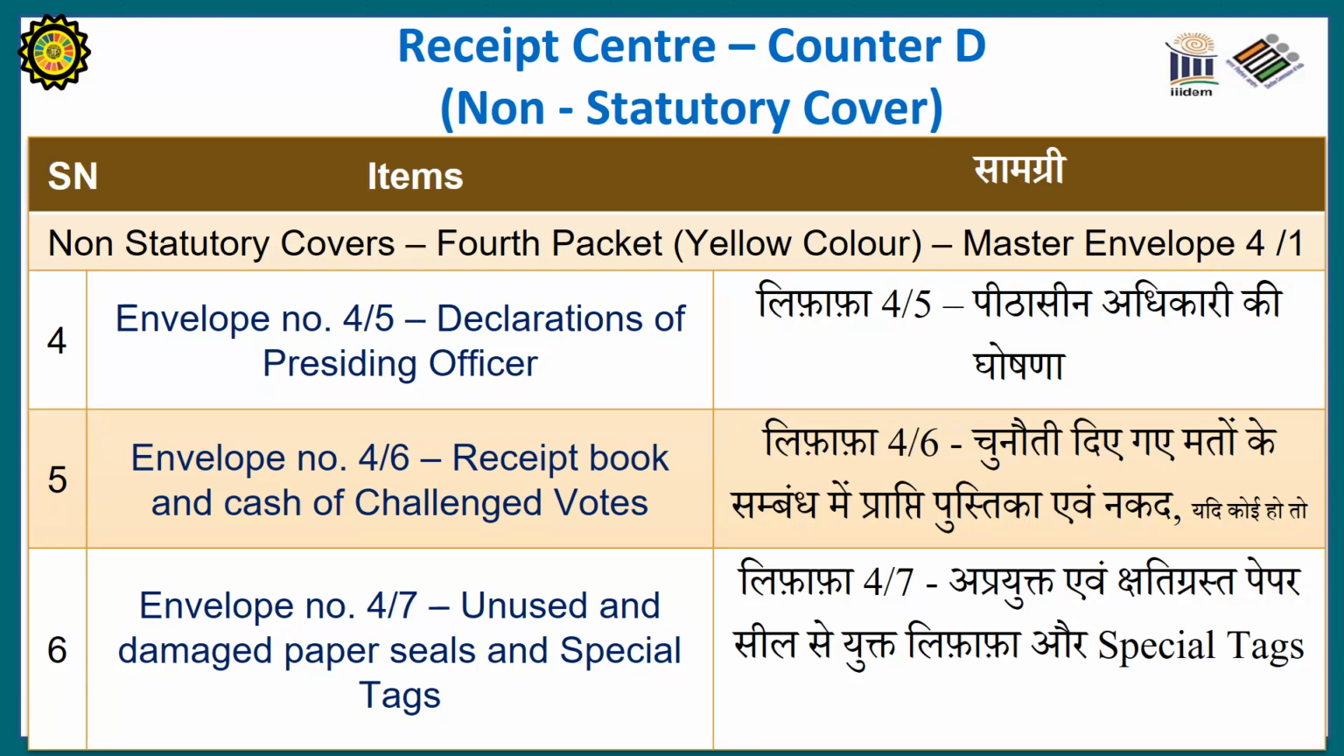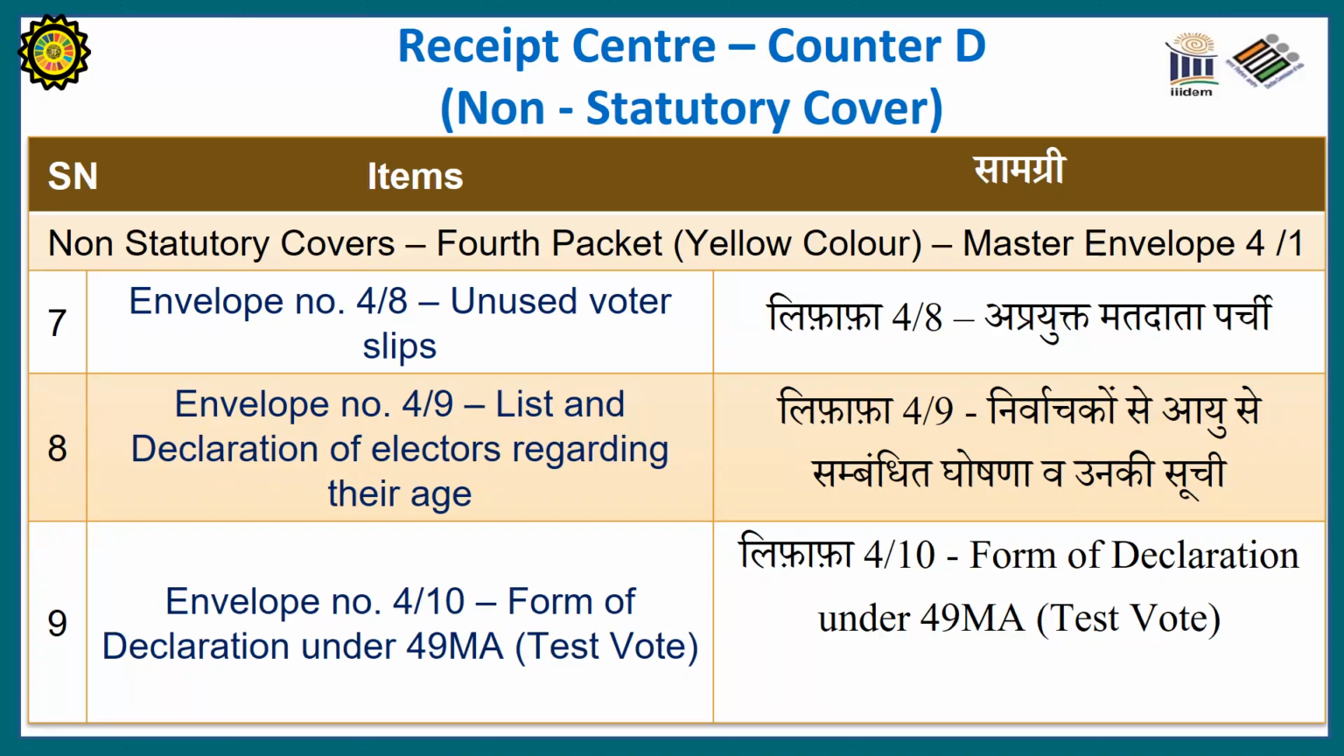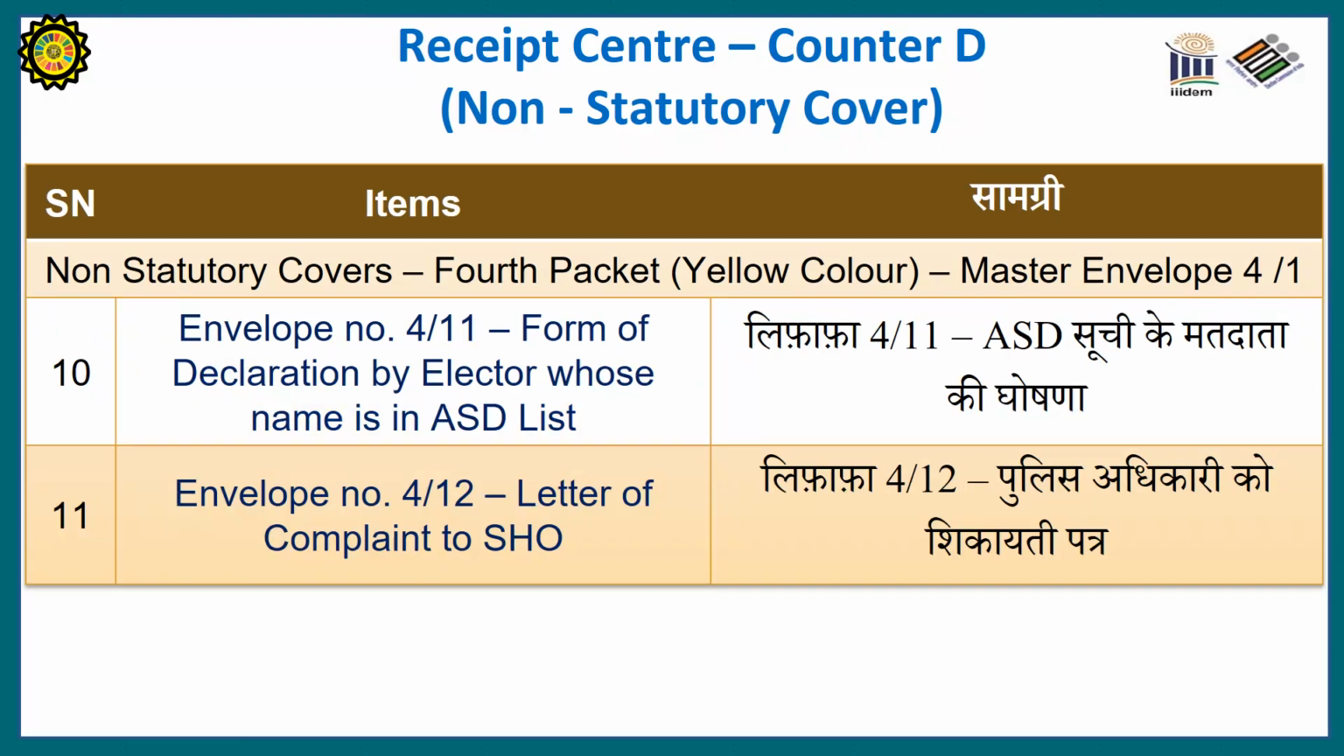envelope having unused and damaged paper seals and special tags, envelope having unused voter slips, envelope containing list and declaration of electors regarding their age, envelope having form of declaration under rule 49MA, that is known as test vote, envelope containing form of declaration by electors whose name is in the ASD list. And the last one will be the envelope having letter of complaint to SHO.